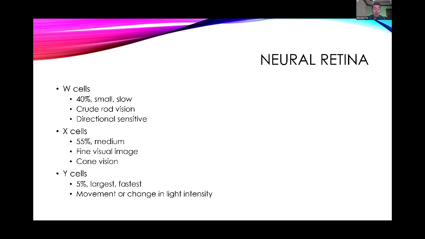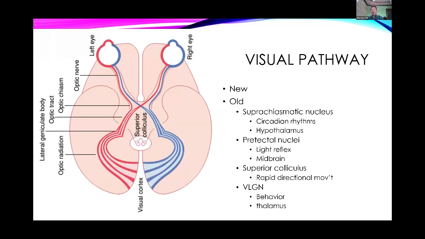Okay? So W, X, and the Y. Remember, W and Y, black and white, rod vision. X cells, color, cone vision. Now, we go to the visual pathway. Because in the visual pathway, you have the new and the old pathway. For the old pathway, you have the suprachiasmatic nuclei, which can control the circadian rhythm. And you have your hypothalamic function.